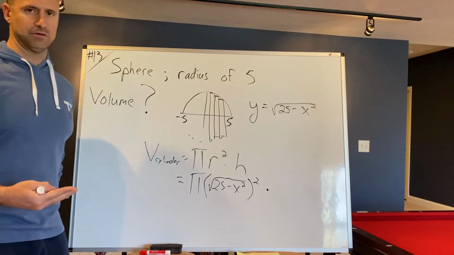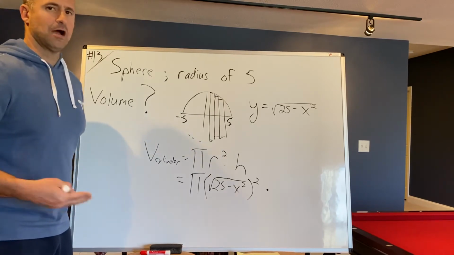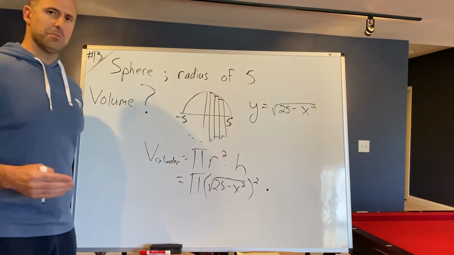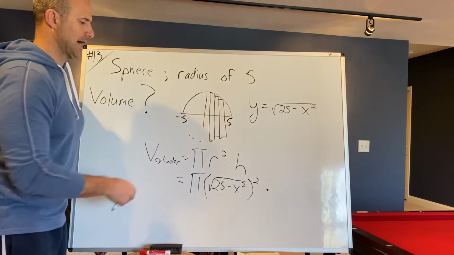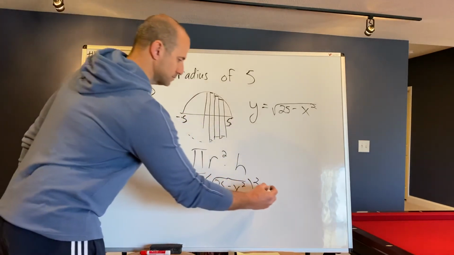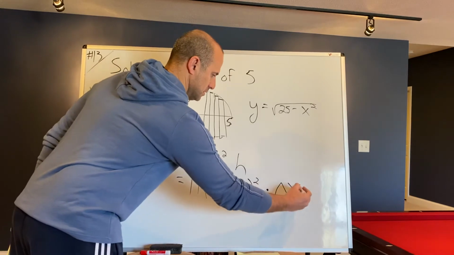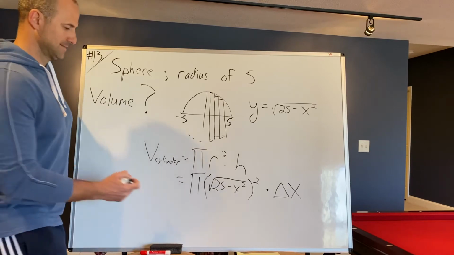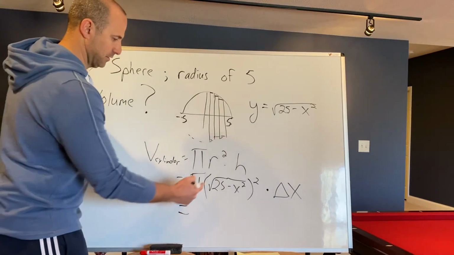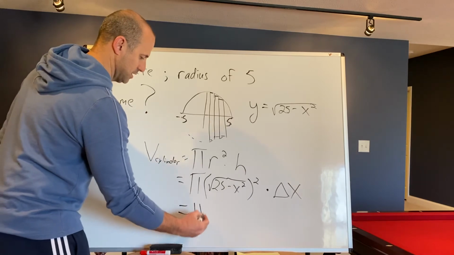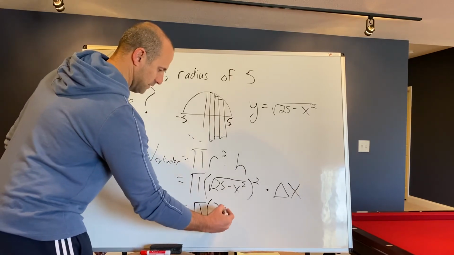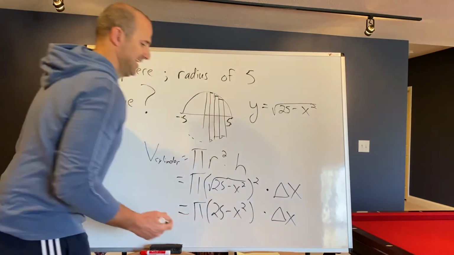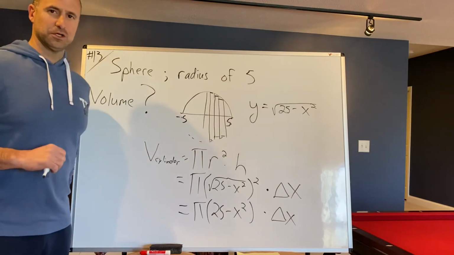Remember, they're sideways cylinders. Well, that's just going to be how many slices you make. So if you make 10 slices, then each one is 1. If you make 20 slices, each one would be a half. Well, the good news for you in these 3D problems, you don't have to worry about that part. Just put change in x, okay? Let's simplify this. We end up with squaring a square root, so that's going to end up being pi times 25 minus x squared times change in x. And actually, that's all the further you have to go.